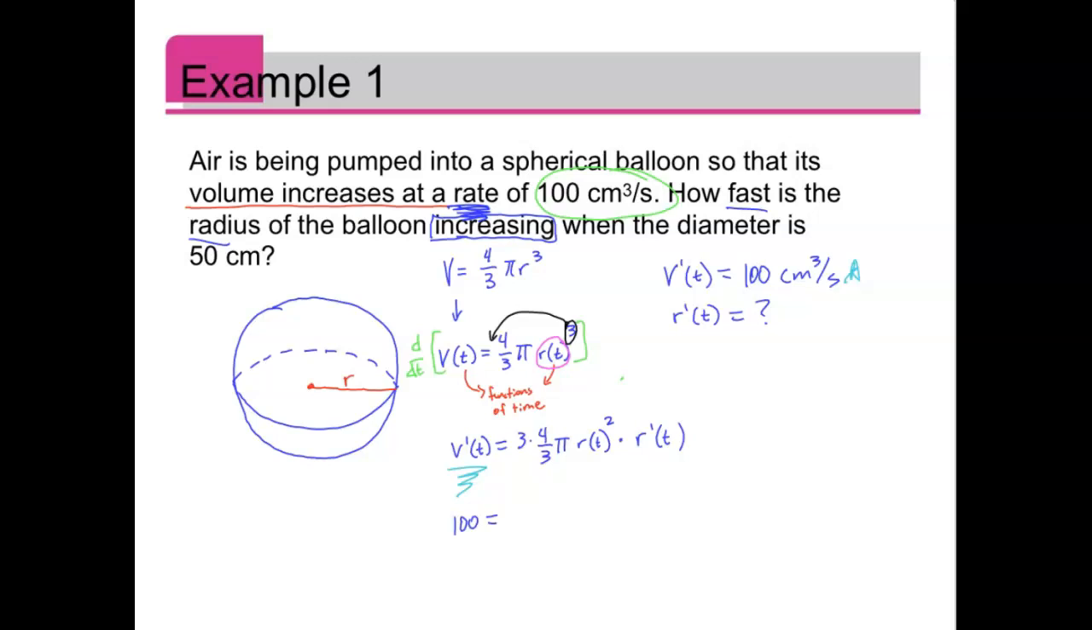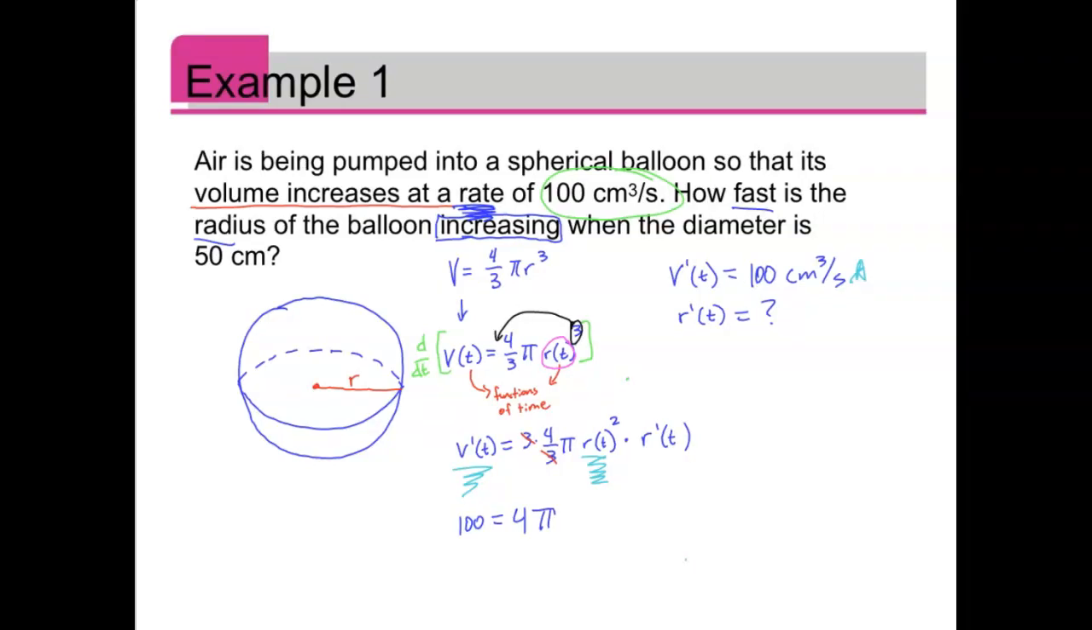So 100 equals, I can kind of simplify this stuff. The 3 will cancel there, so I just have 4 pi. Now, do I have a value that I can replace just r of t with? Am I explicitly given? Okay, Kai, why do you say 50? Because it's asking what the rate of how fast the balloon radius is decreasing at 50 centimeters. So we're looking for the derivative at 50 centimeters.